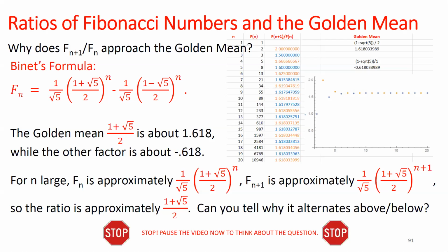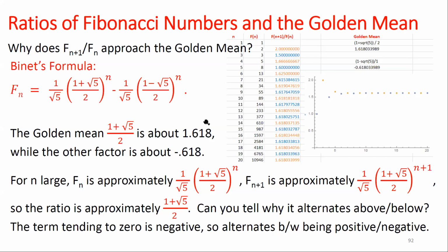I should have paused the video, but it's getting late. So that's really what's going on: this term over here is going to be alternating between positive and negative, and that's what's responsible for the fluctuations.